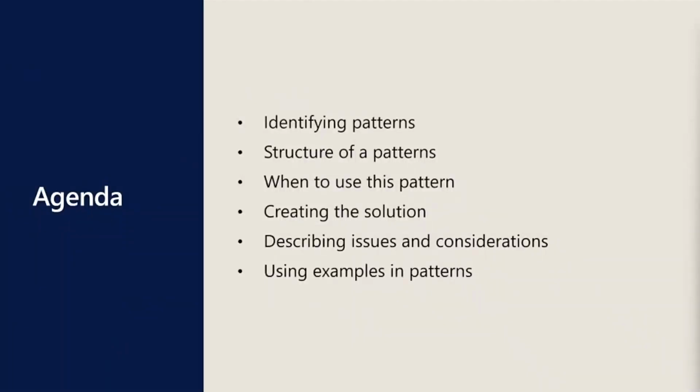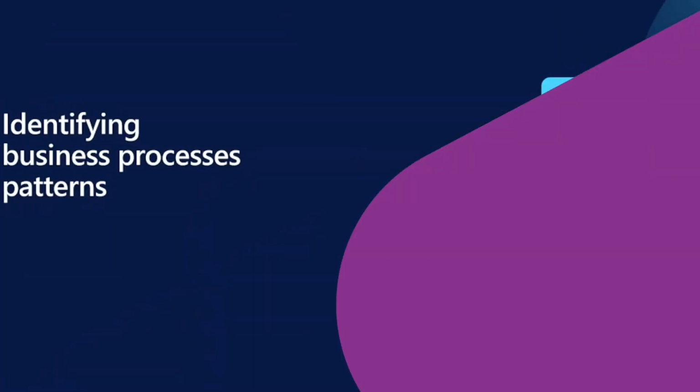Taking a quick look at the agenda for today's session, we're going to start out by taking a look at how to identify a process and select a process that you would like to author. Then we'll walk through the structure of a pattern and how to write the when to use this pattern section of an article. We'll also talk about how we author the solutions for a pattern, and we'll describe any issues and considerations and give you some tips and tricks for writing that issues and considerations section. We'll also talk about how you can use examples in your patterns. So with that, we're going to go ahead and get started.